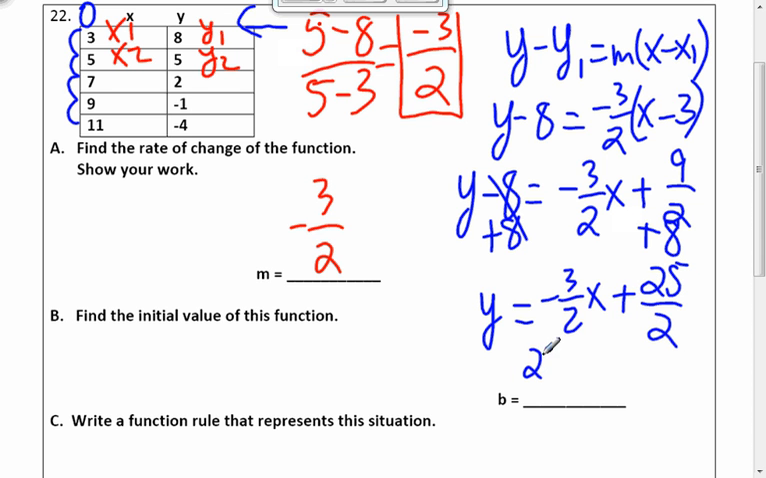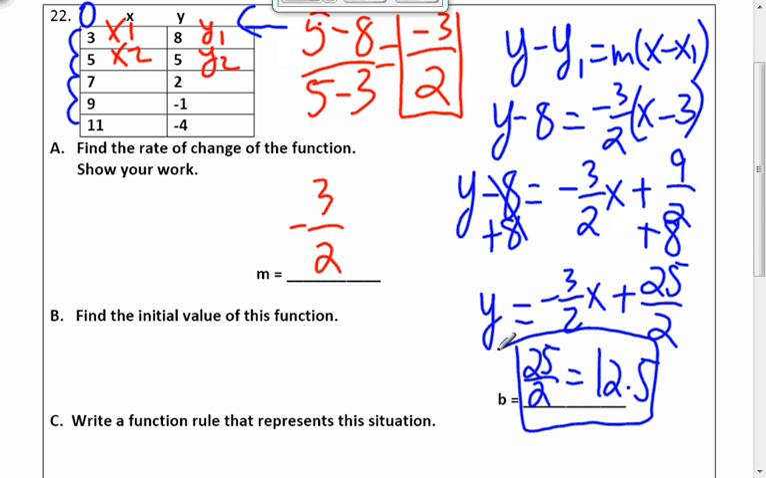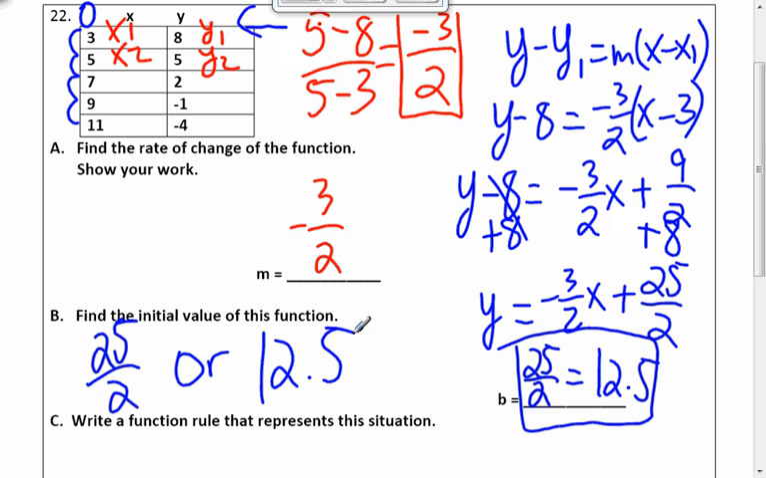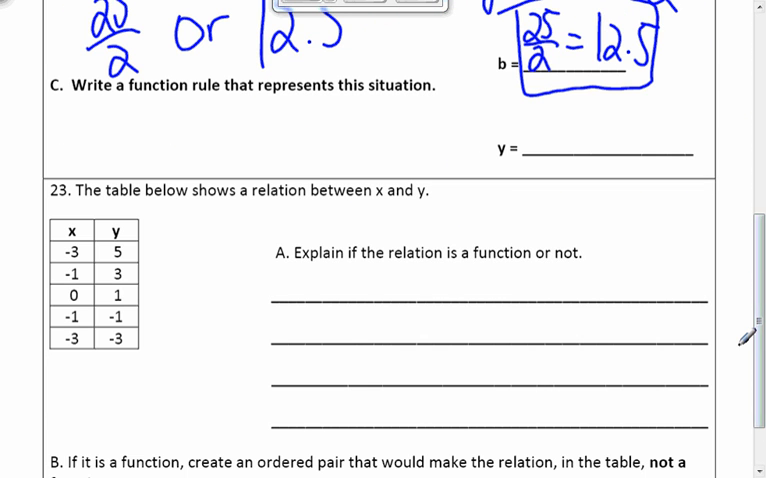So the y-intercept is 25 over 2, or 12.5. Both of those are correct. So the initial value, 25 over 2, or 12.5. Thank you, calculator. C, write a function rule that represents the situation. We even give you a hint of what that means. Y equals negative 3 over 2x plus 12.5. That's all that means. That's the function.